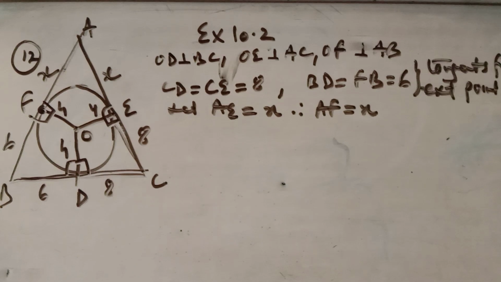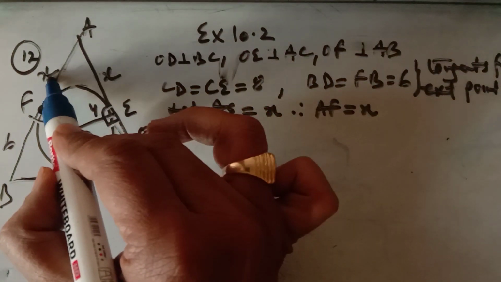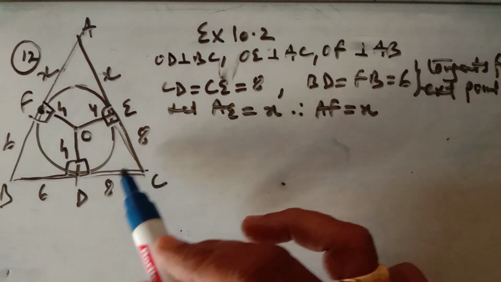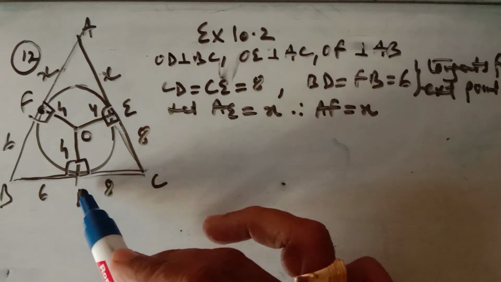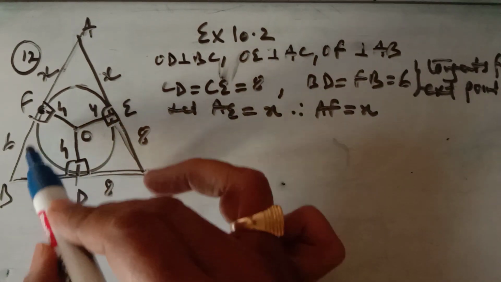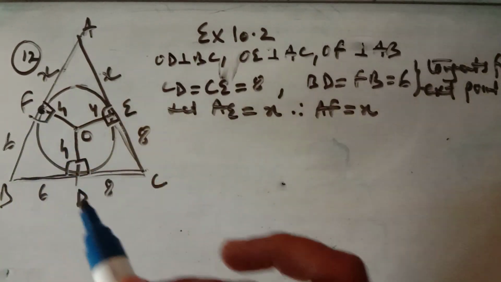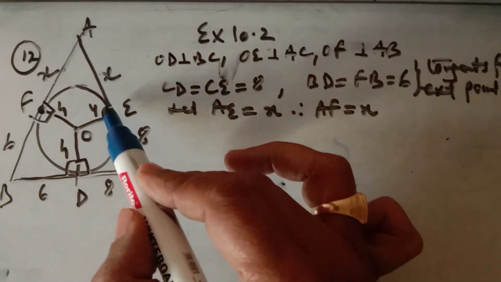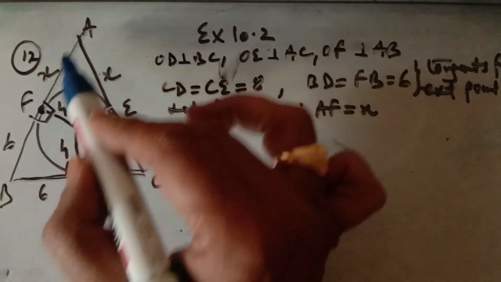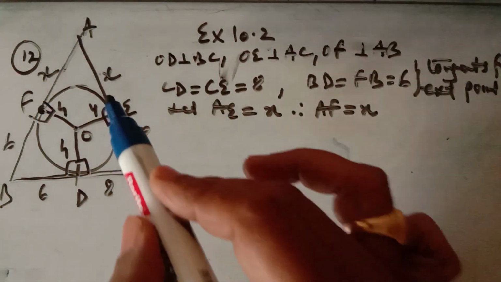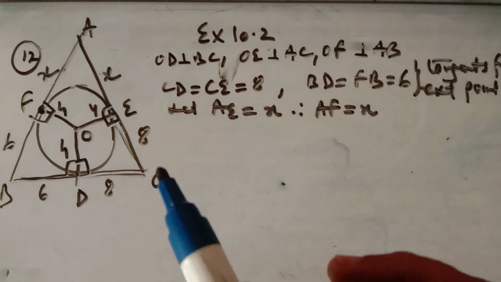So these are some basics we have to do in this figure to find the lengths of AB and AC of this triangle. The lengths of tangents from an external point to a circle are equal. These are the two tangents, their lengths will be equal, and similarly these two will be equal. We have let AE be equal to x, therefore AF and AE are equal to each other because these are also tangents from the external point to the circle.